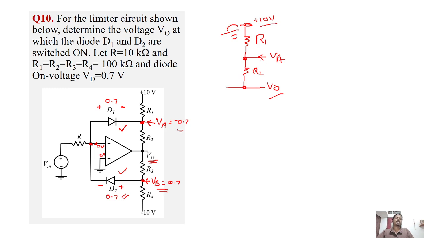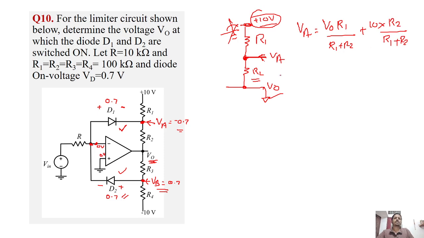So what is the value of VA due to V0? VA will be equal to V0 into R1 by R1 plus R2, right? So this is the voltage here due to V0, and due to plus 10 volt, we need to assume this to be grounded, right? So when this is assumed to be grounded, we can find the value of VA with respect to this ground due to 10 volts. So what is that? It is equal to 10 into R2, this is R2, so 10 into R2 by R1 plus R2.